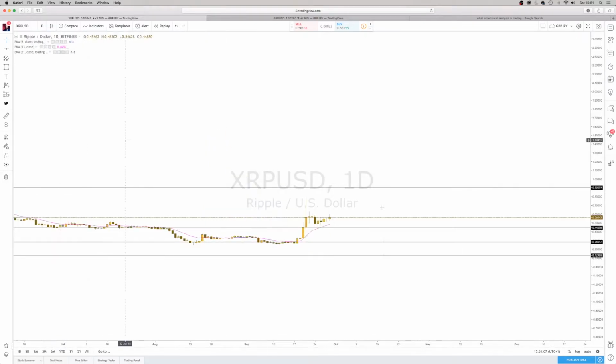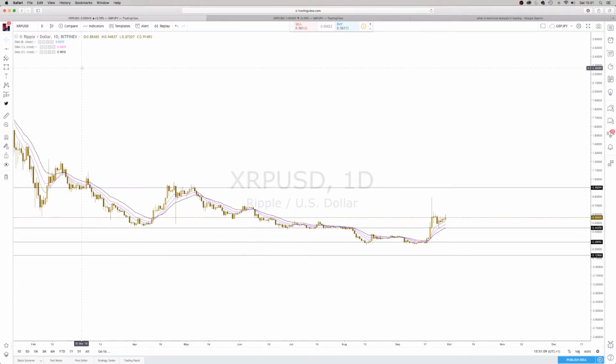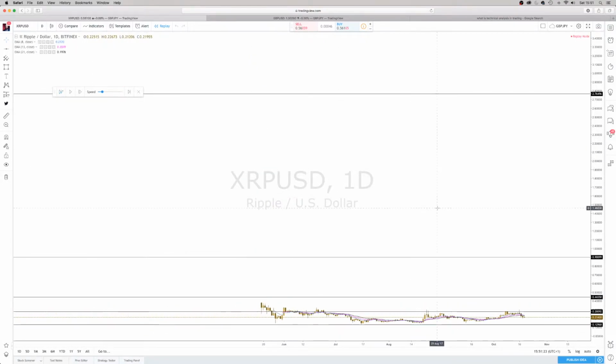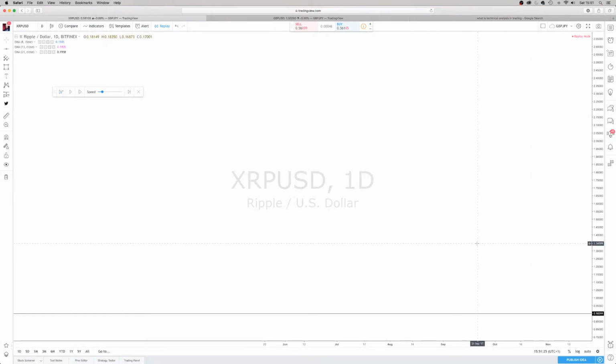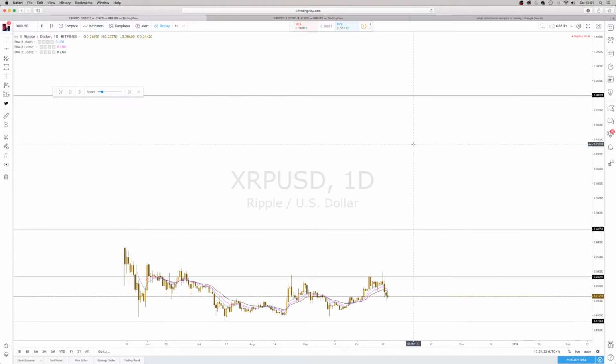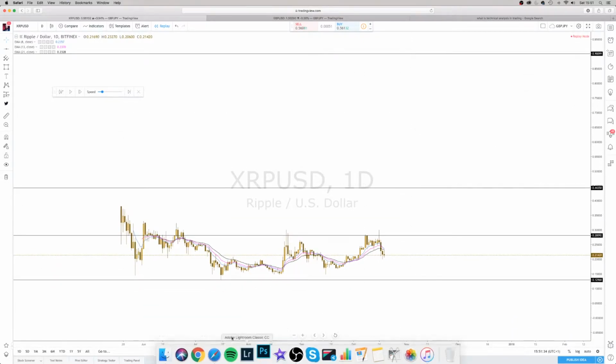So let's drop down to the daily just so we can have a little play with this replay function. We'll see what it was like and what people may have been looking at back in December when the price was doing its thing. So let's just get this replay here. So magically, we've been taken back in time to October 2017. Fantastic. So as you can see, at that point in October, not really a lot's been happening.